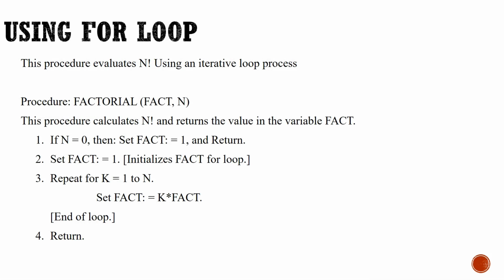Let us look at how the factorial will be computed using the iterative formula. First case, if n equal to 0, then factorial will be equal to 1 and we are going to return. If not, then we will go to the second line wherein we set fact equal to 1. That is our initial value. Then for repetition, for k equal to 1 to n, we multiply k with fact and we store the result in fact.